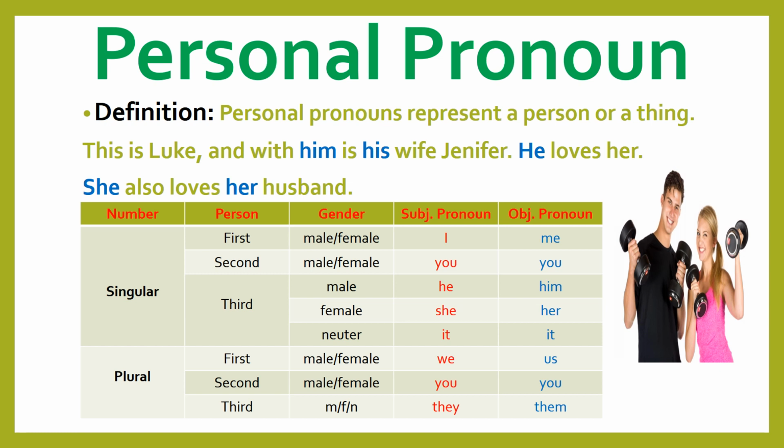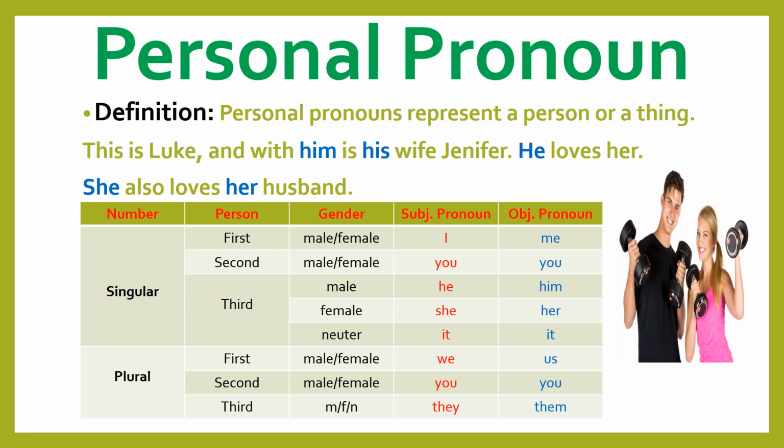Like here you can see the picture of 2 people, a male and a female. The male is called Luke. This is Luke, and with him is his wife. Her name is Jennifer. In place of Luke, the word used is he. He loves her, and her is also a personal pronoun. He is a personal pronoun. His, him, she also loves her husband. So these are all examples of the personal pronouns.